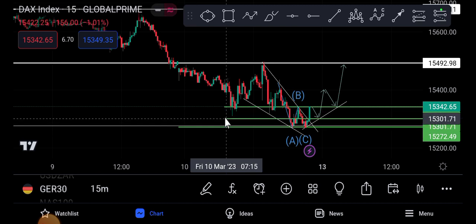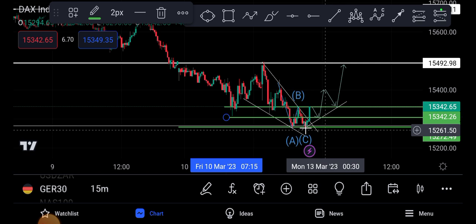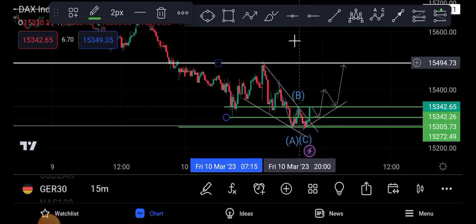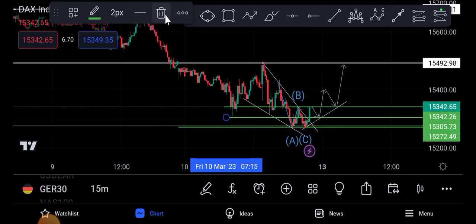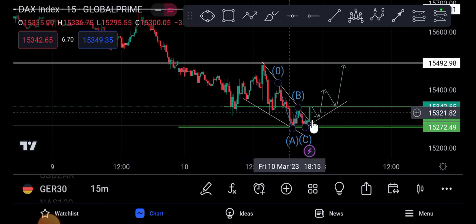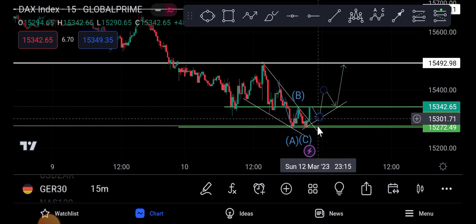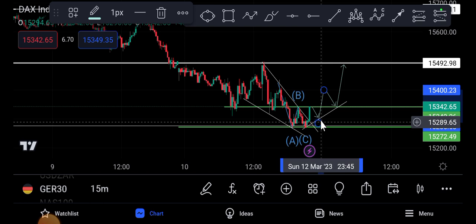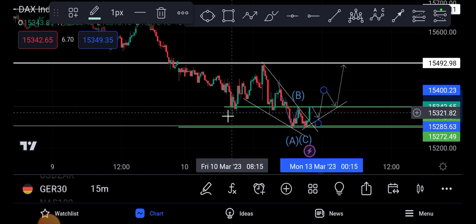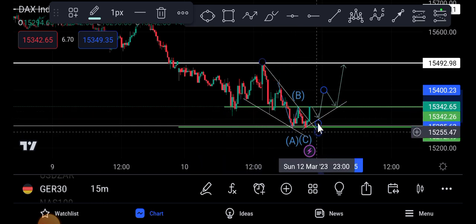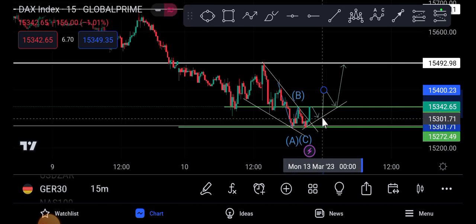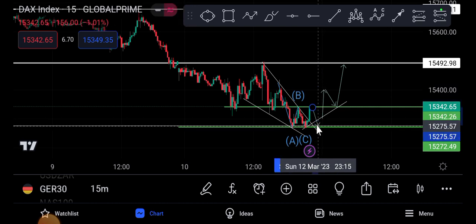So what I'm going to do now is just wait for it to retest the low of Friday. It has to come and retest this level right here. If it doesn't actually retest this level, it's going to come back to this level, because now this is the lower low for Friday.